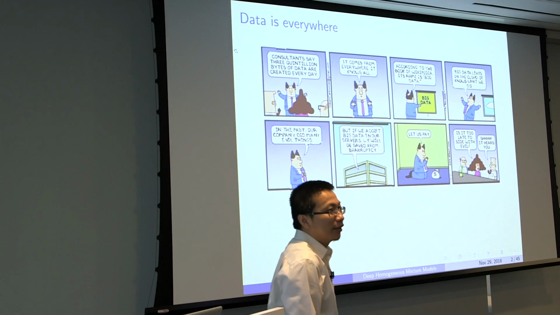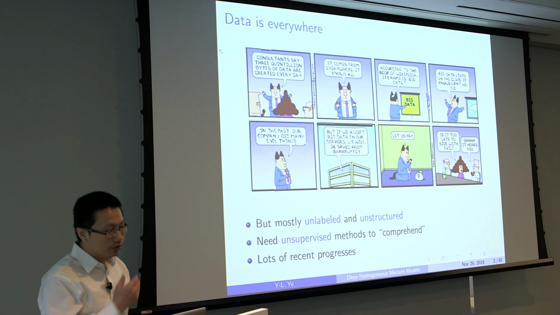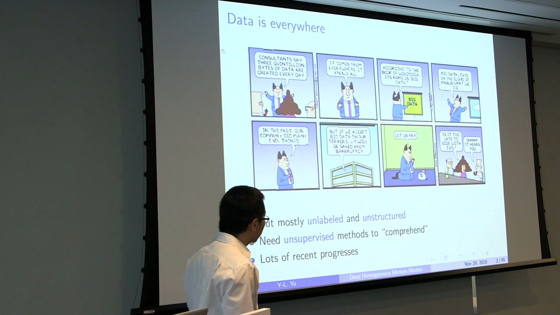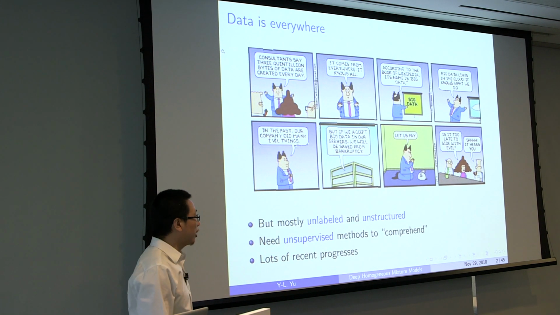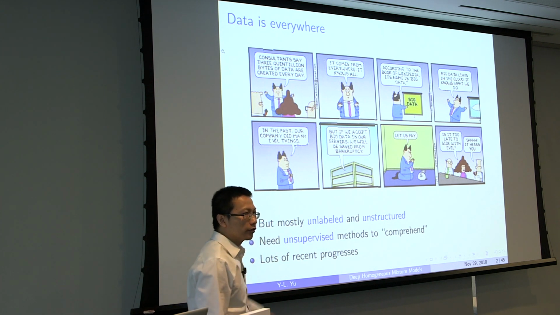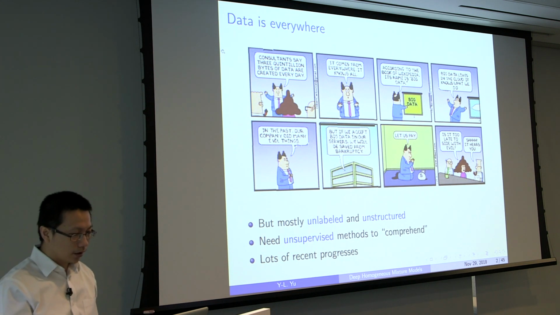We know data nowadays is basically everywhere, but data is usually unlabeled and unstructured. This is why we need these unsupervised methods to help us comprehend the data. And there are lots of recent progresses in the machine learning field. I'll mention maybe a few of them.